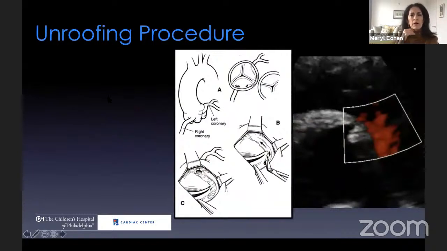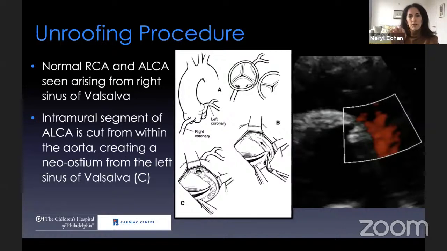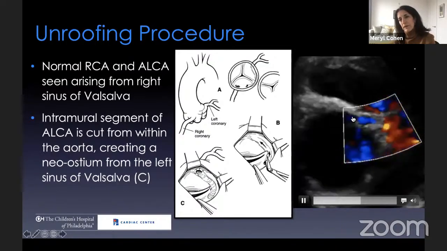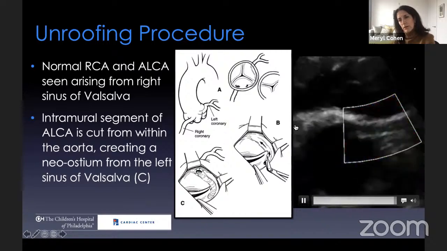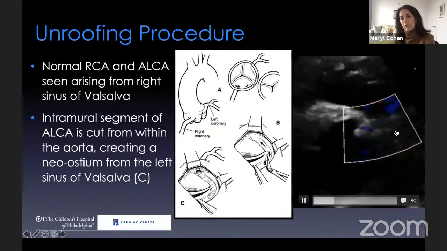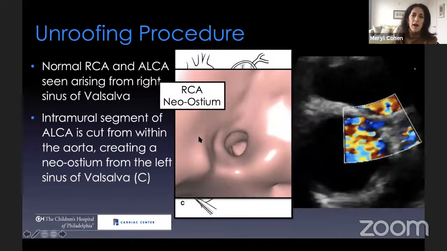What do we do for anomalous aortic origin? Typically an unroofing procedure is done. So the intramural segment is cut from within the aorta, creating a neo-ostium from the left sinus of Valsalva. And we can, on postoperative imaging, see now that there is an orifice here where the coronary had come from way over here. It's now arising from a different location with good flow into it. So that's the typical surgery that's done. And this MRI shows you the new ostium of the right coronary artery in a patient who's had this surgery. So it's circular in appearance.